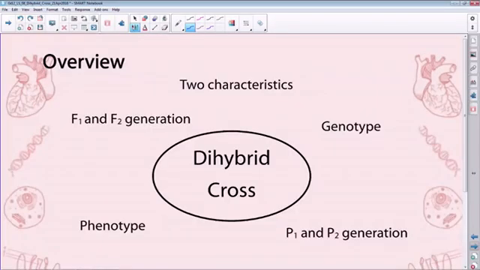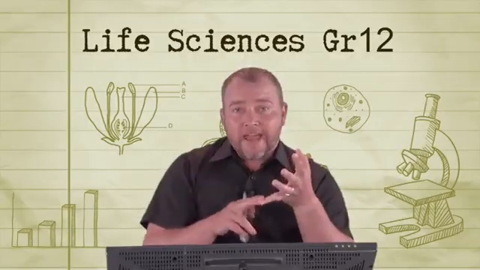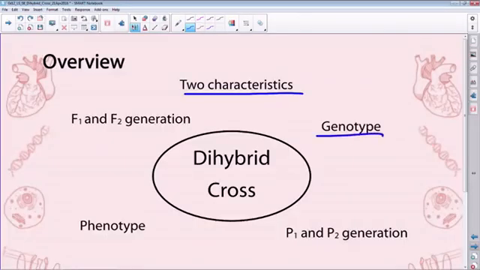Firstly, when you have a dihybrid cross, you need two different characteristics. For example, you've got your eye color and you've got your hair color. So that's two different characteristics, okay? Next thing, you've still got the genotype. So in other words, remember we looked at that, the big B and the small b, right? And you're going to have two types of those. So you might have a big B and a small b and a big T and a small t.